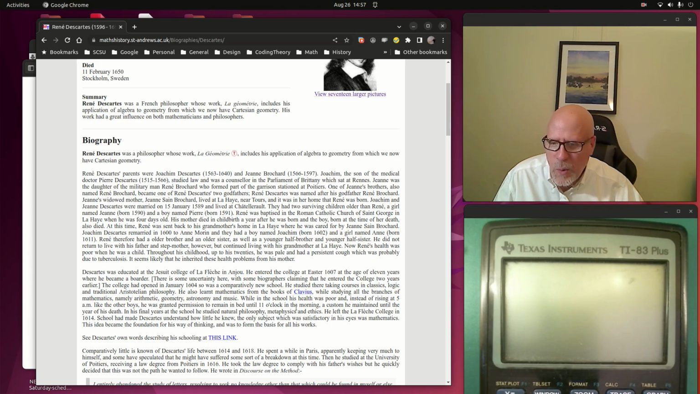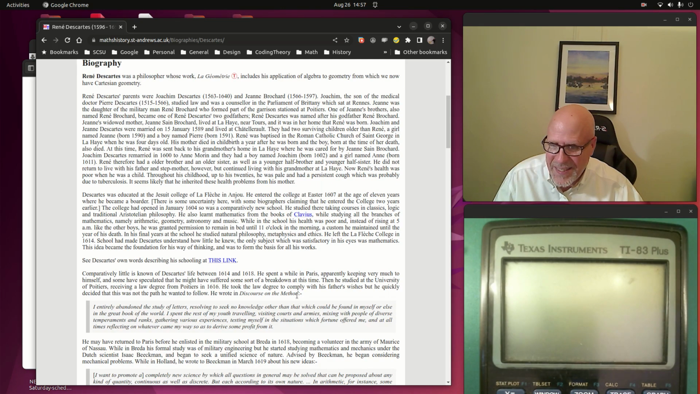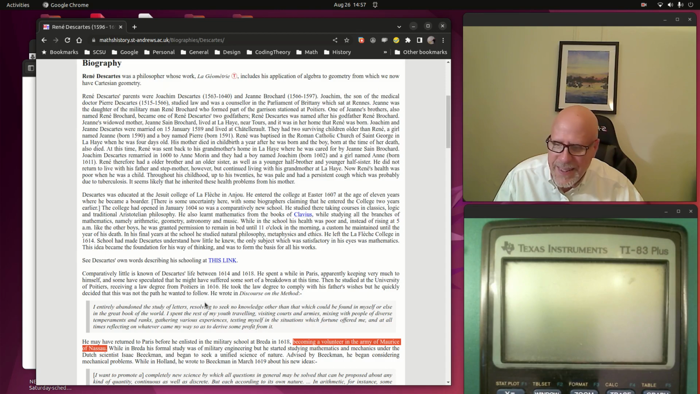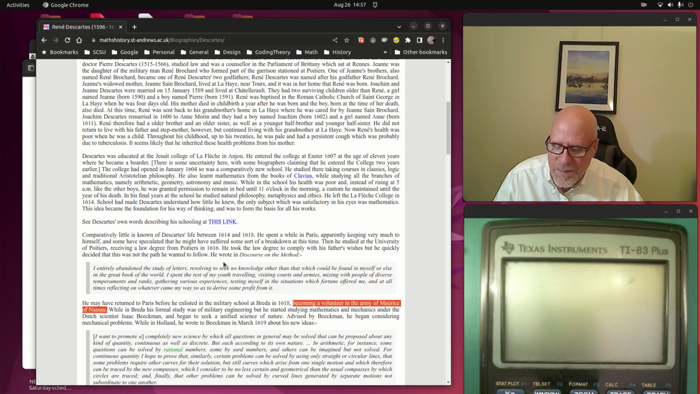Anyway, he became a soldier at one point. It mentions here becoming a volunteer in the army of Maurice of Nassau. There's a story about when he was an older man, probably in his 50s. He was taking a boat to an island off the coast in the North Sea, and the guys who were taking him spoke a language that they thought was not going to be known to him, and they were planning to ditch him, throw him overboard, and steal all his belongings.